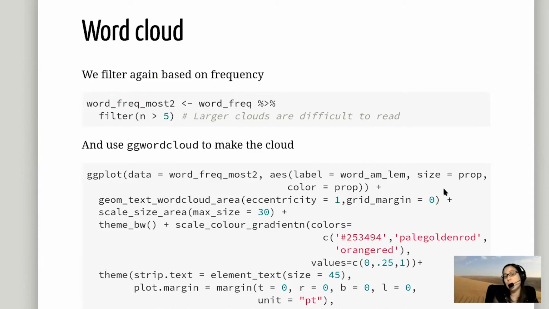The size of the word is going to be proportional to prop. So prop is the proportion, the relative frequency. The color of the word is also going to be in a scale that depends on prop. And then I'm going to use this function, which comes from the ggwordcloud package, called geom_text_wordcloud_area. I'm going to put eccentricity equal to 1, which means that if you get a word cloud, instead of an ellipse, I want height and width to be proportional in a ratio of 1. So it's more like a circumference than an ellipse.